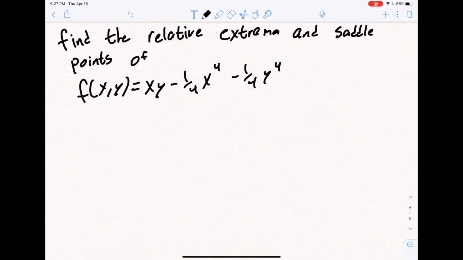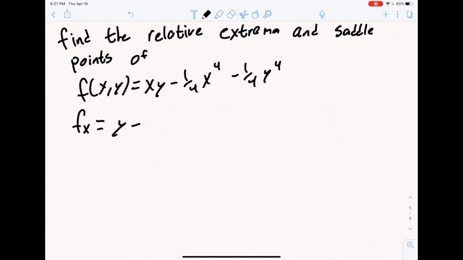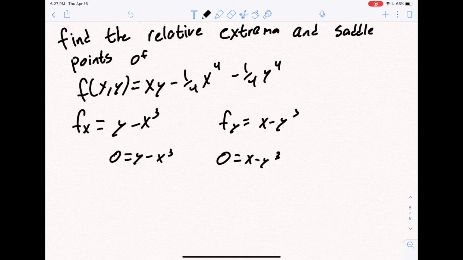We want to find the relative extrema and saddle points of the function f(x, y) equals xy minus 1/4 x to the fourth minus 1/4 y to the fourth. So first things first, we need to find the partial derivatives with respect to x and y and set them equal to 0. The partial derivative with respect to x is y minus x cubed. And the partial derivative with respect to y is x minus y cubed. And we set those both equal to 0. And so we get 0 equals y minus x cubed, and 0 equals x minus y cubed.